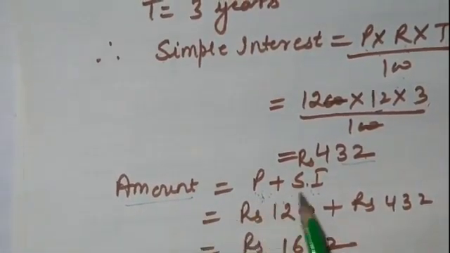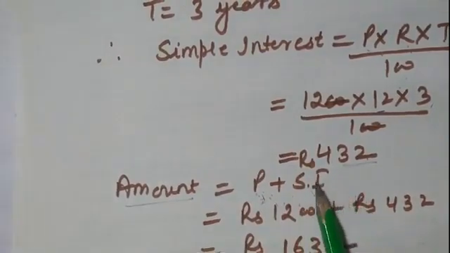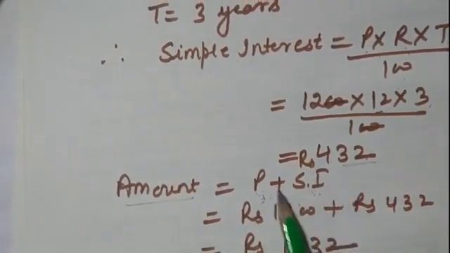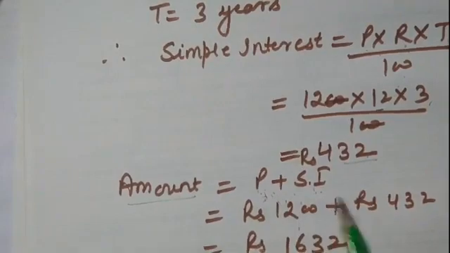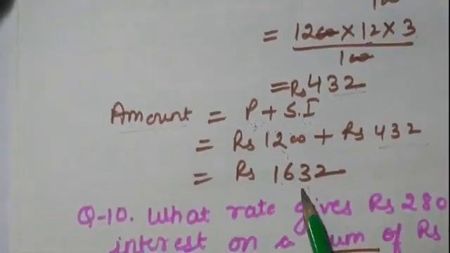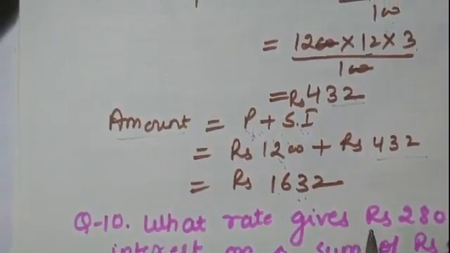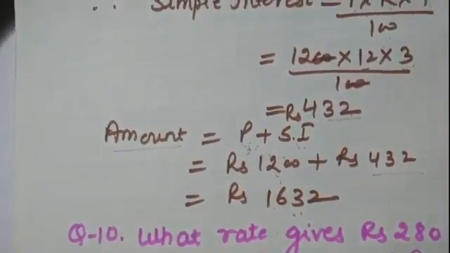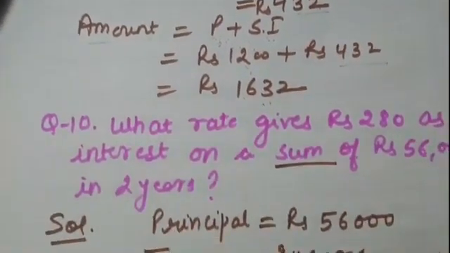Principal we have given and simple interest we have calculated. So principal is 1200 and simple interest is 432. On adding you will get 1632, that is the amount paid after 3 years. So this is question number 9, part A. Now come to question number 10.